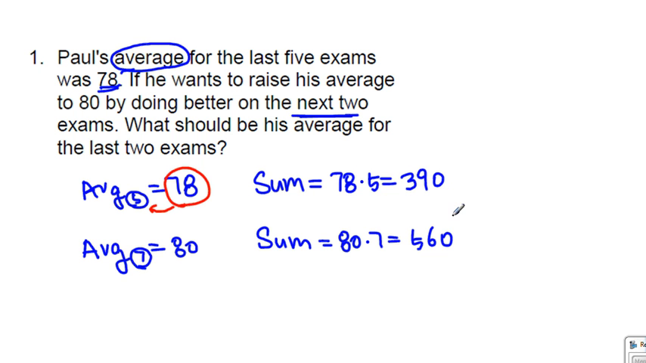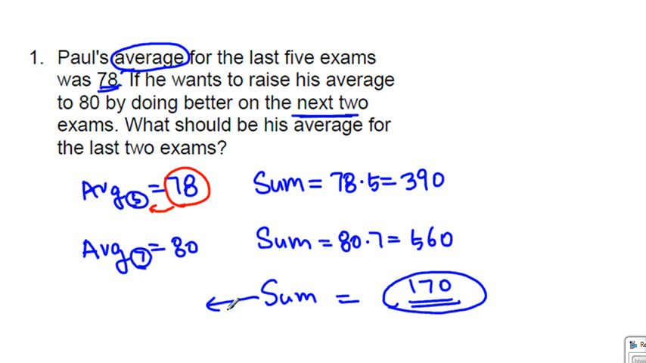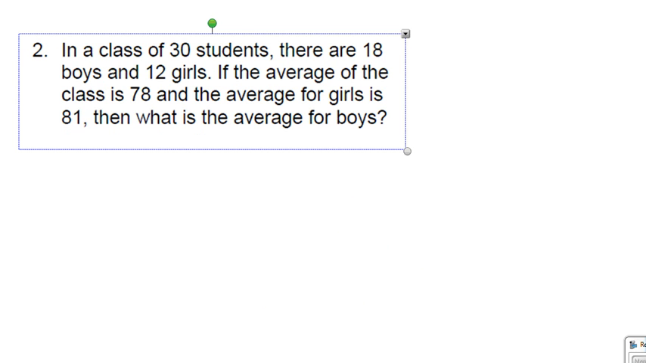Now here, the difference between these two becomes 170. 560 minus 390 becomes 170, but that is the sum that we get to see for 2 exams. That means the average grade for those last 2 exams becomes 170 divided by 2, because there are 2 exams. That becomes 85. So therefore 85 becomes our answer. Alright, let's move on to the next question.